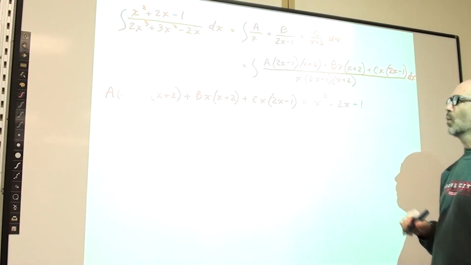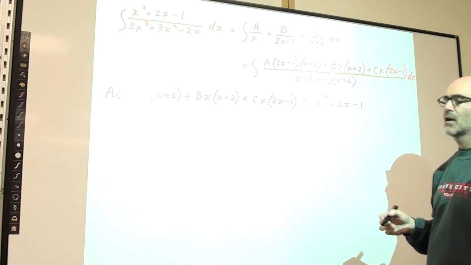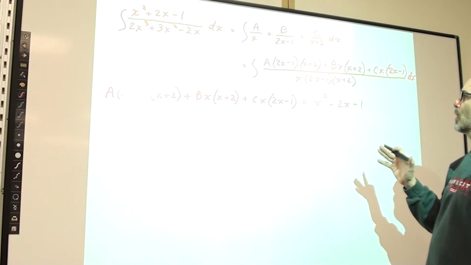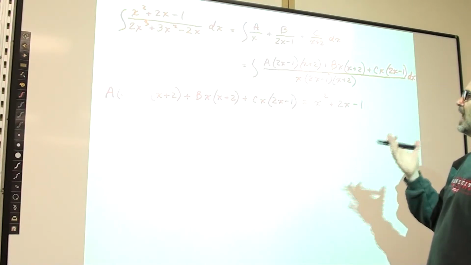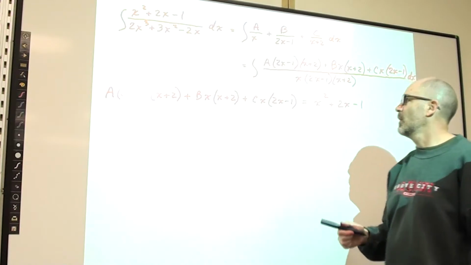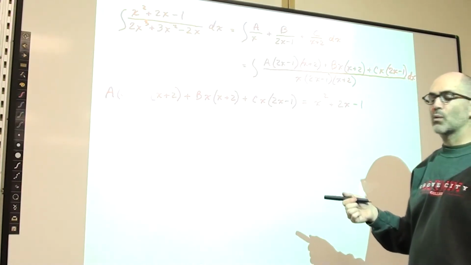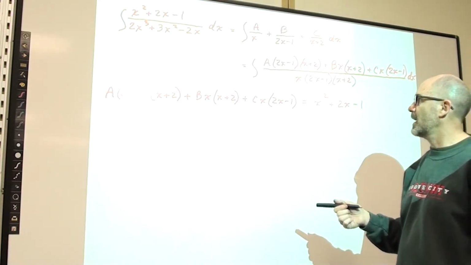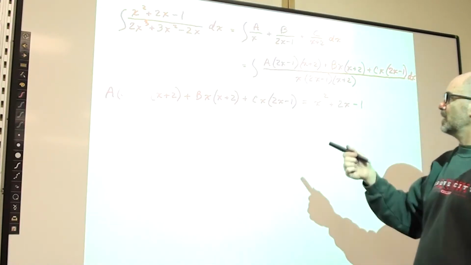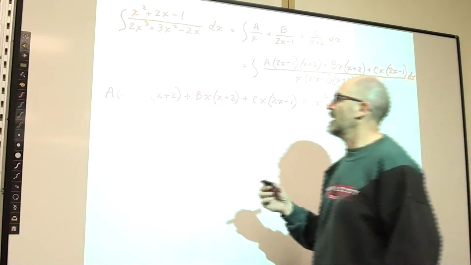Okay, so we're going to do the same technique. We're going to say, I need to solve for a first. That means I need to get rid of b and c. Well, what can I make x equal that will get rid of b and c but not a? If x is 0, then b and c are gone. So let's let x equal 0.